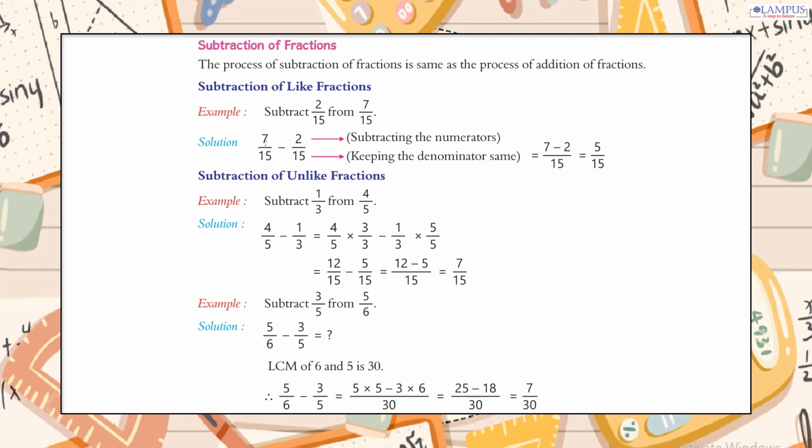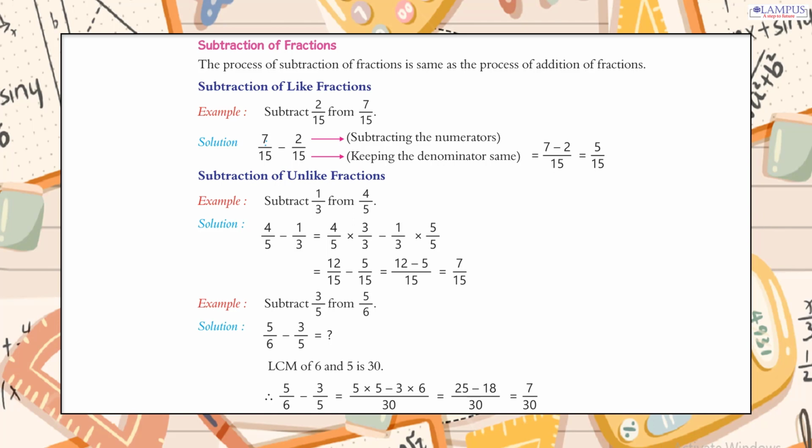Subtraction of unlike fractions. Example. Subtract 1 by 3 from 4 by 5. Solution. 4 by 5 minus 1 by 3. 4 by 5 multiply by 3 by 3 minus 1 by 3 multiply by 5 by 5 equals 12 minus 5, whole divide by 15, equals 7 by 15.